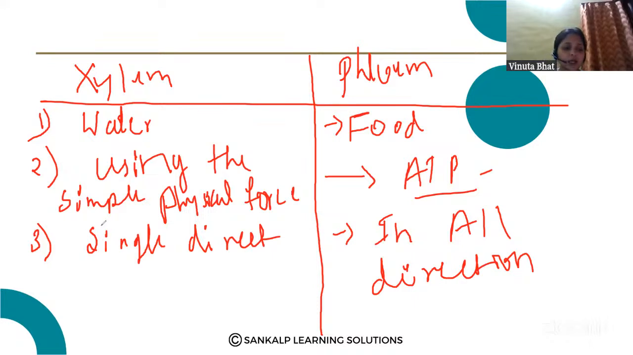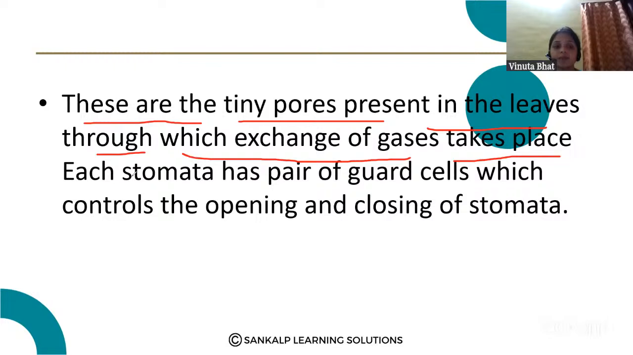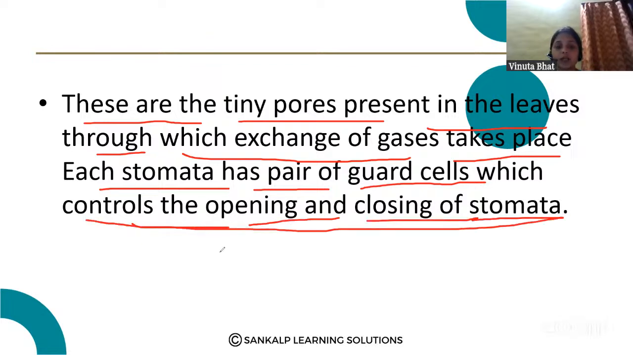Again, you can write more differences. Next question, how the exchange of gases takes place through the stomata. These are the tiny pores present in the leaves through which exchange of gases takes place. Each stomata has a pair of guard cells which control the opening and closing of the stomata. So the guard cells help in the opening and closing of the stomata.